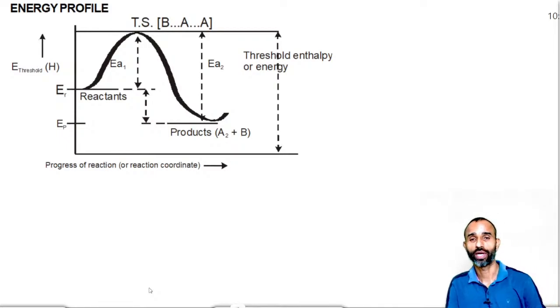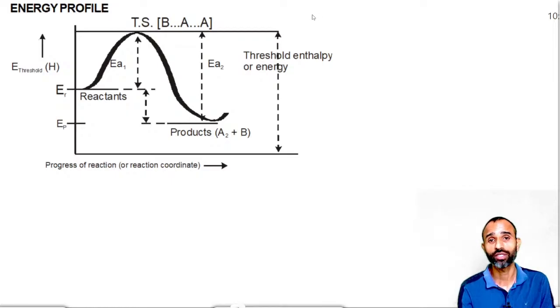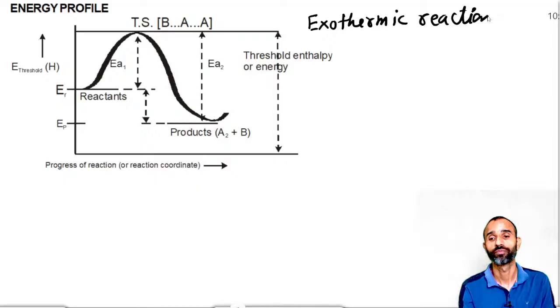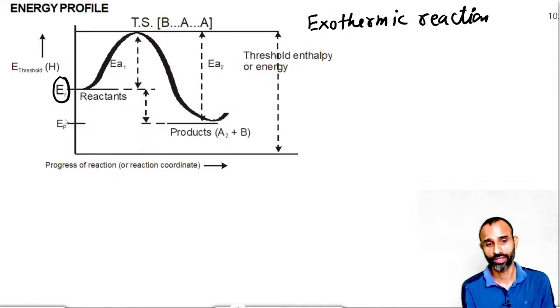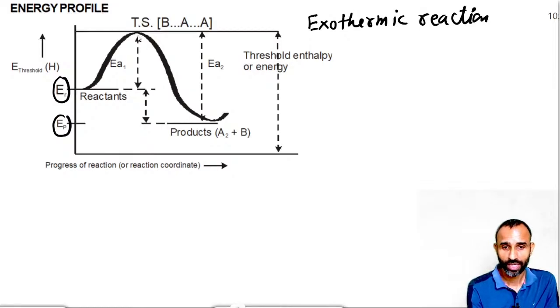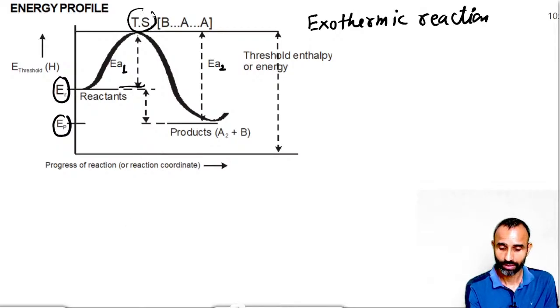This is an energy profile diagram, and this is for an endothermic reaction or exothermic? It is for an exothermic reaction. This is the energy of the reactant, the energy of the product, and this is the activation energy of the forward reaction, the activation energy for the backward reaction, and this is the transition state.